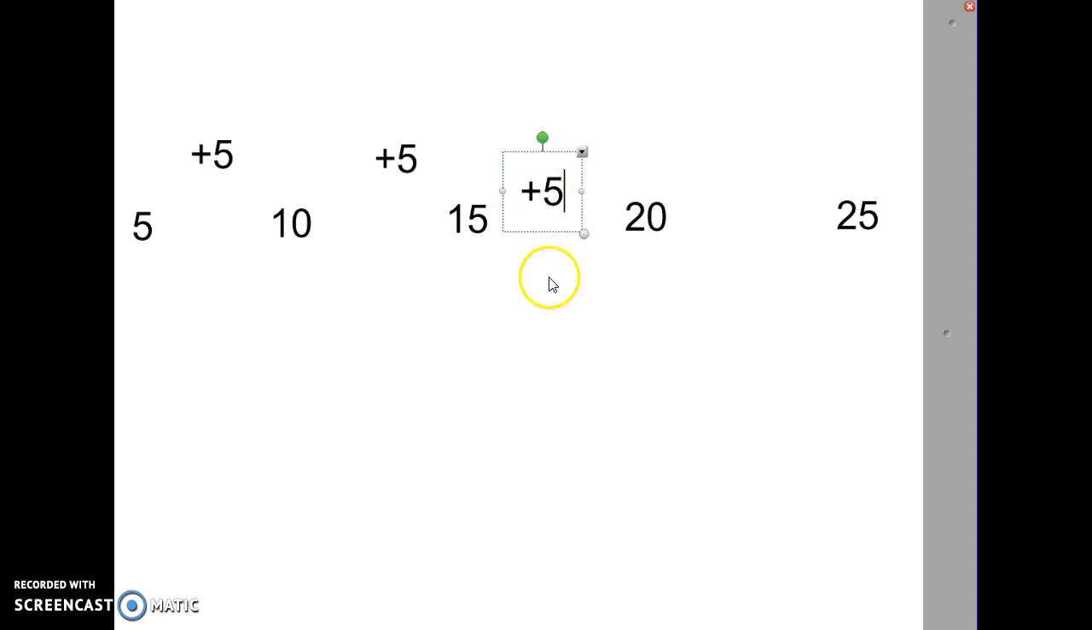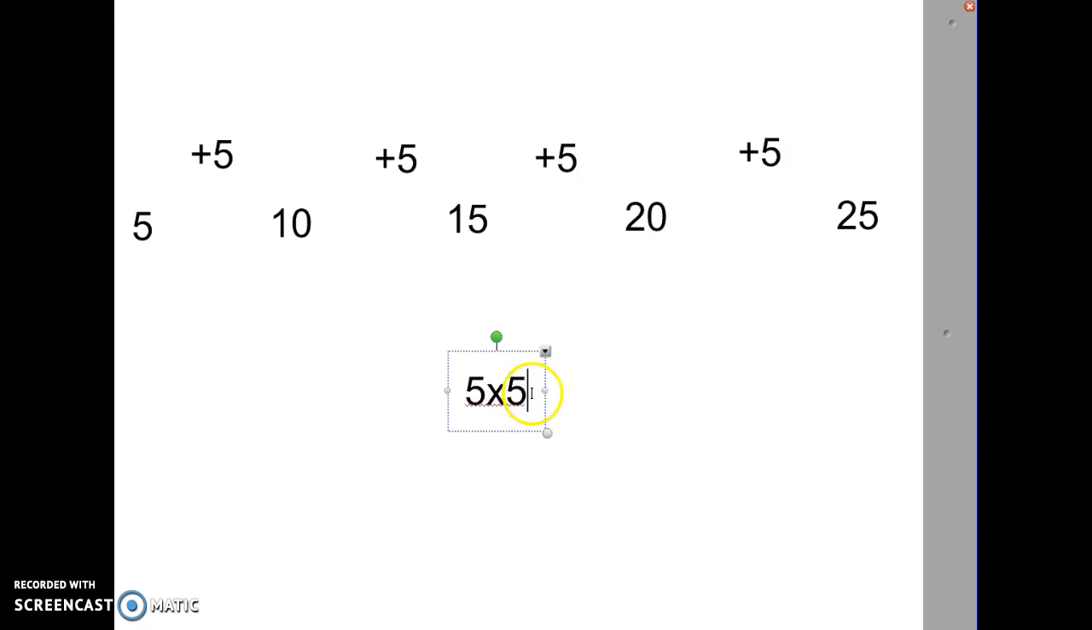I added 5 again. I added 5 again, right? But to jump straight ahead, if I didn't want to just count up, count up, count up, count up, especially when we start to get to bigger multiples, I could just say, well, the fifth multiple of 5 is going to be that 5 times 5. And you know that 5 times 5 equals 25. So you know what the fifth multiple of 5 is.